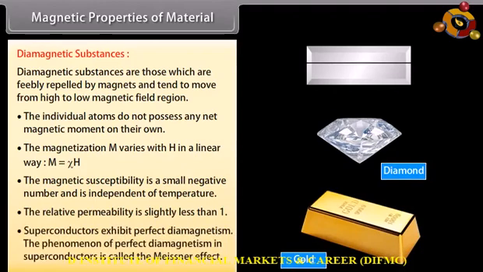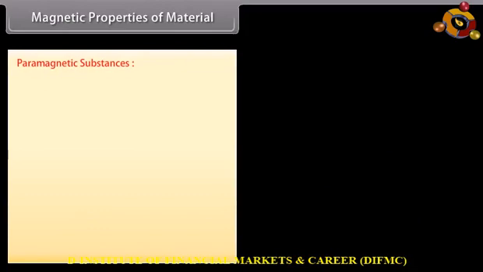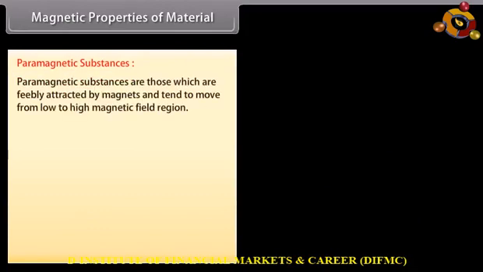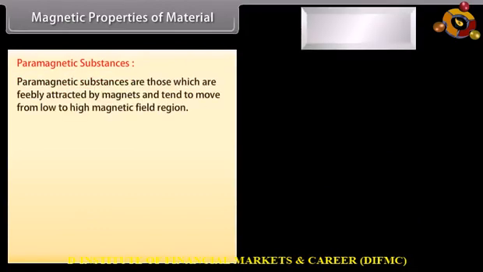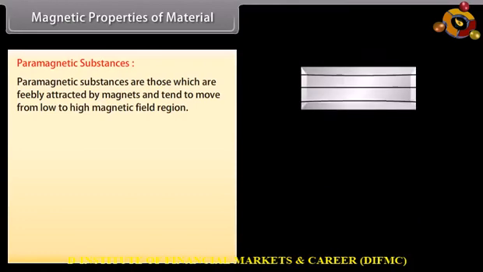The superconductors exhibit perfect diamagnetism. The phenomenon of perfect diamagnetism in superconductors is called the Meissner effect. Paramagnetic substances. Paramagnetic substances are those which are feebly attracted by magnets and tend to move from low to high magnetic field region.